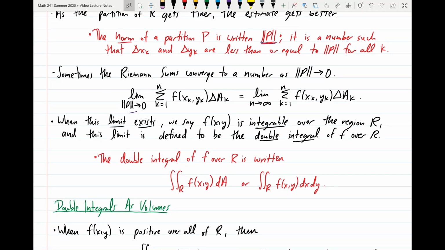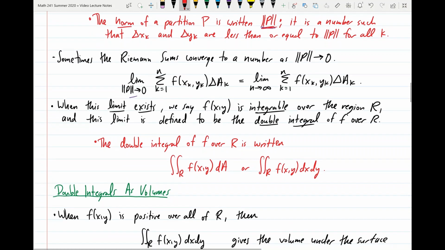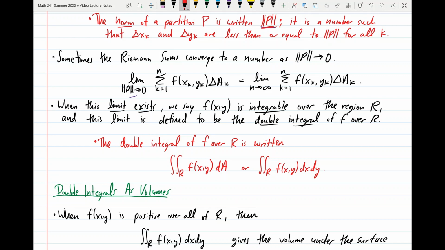So we can take the limit of the Riemann sums as the norm of the partitions is going to 0. So this looks like this expression that I have down here. We have the limit as the norm of the partition goes to 0 of the sum from k equals 1 to n of f of x sub k, y sub k times the area of the kth rectangle. And we can also write that as the limit as n goes to infinity of the same sum, where it's understood here that when I say the limit as n is going to infinity, it implies that the norm of the partition is going to 0.